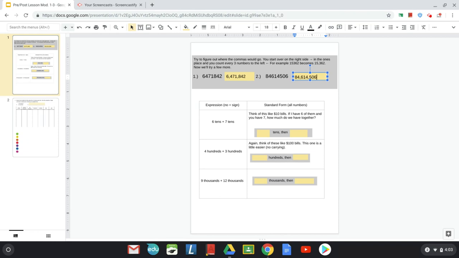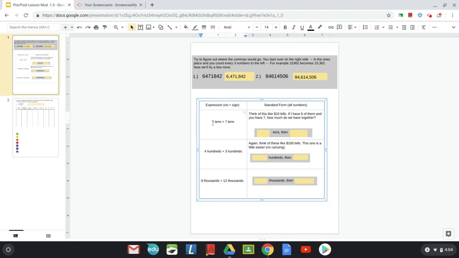All right, now this one is going to be something a little different. We hadn't done much of this yet, so this would be a good introduction. I think of these like money because it's kind of hard to think of 6 tens plus 7 tens. I'll show you a little bit when we get to slide 2 how that would look on the chart. But for now, I just think of them personally like $10 bills. I have 6 $10 bills, and you have 7 $10 bills. How much do we have all together?